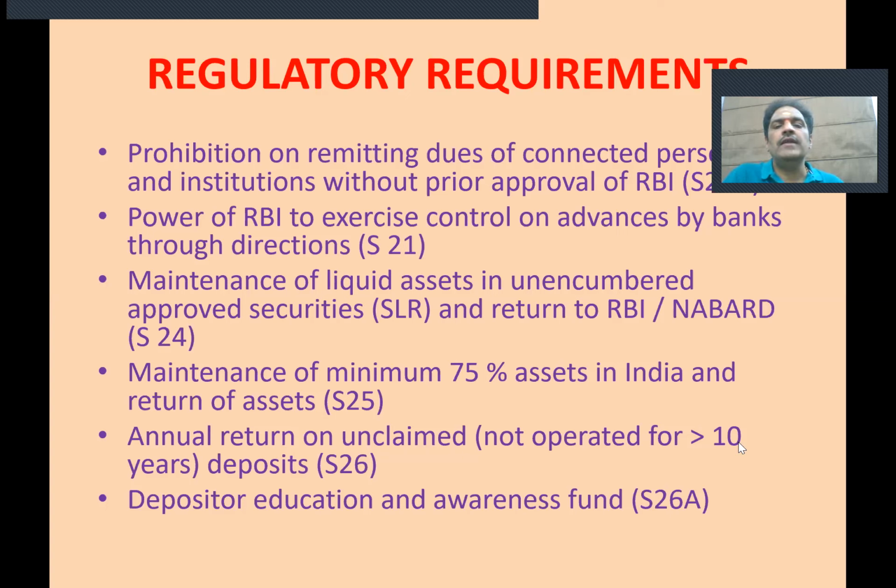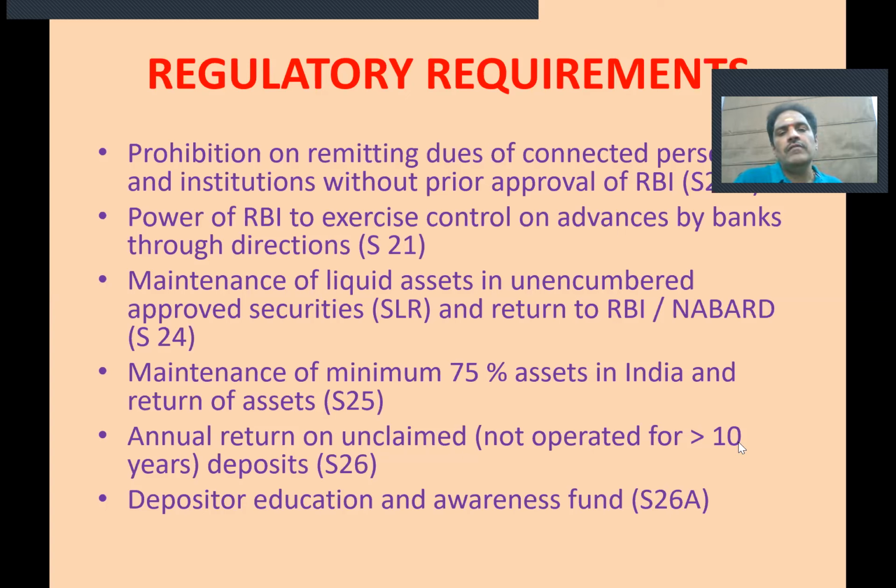Then section 21 is basically the power of Reserve Bank of India to exercise control on advances by banks through directions. So basically the prudential norms directions, then the selective credit control, which is a monetary policy tool, all these were monitored or managed by RBI exercising the powers under section 21.